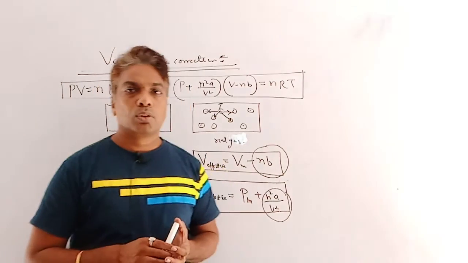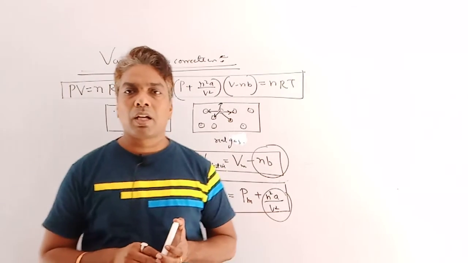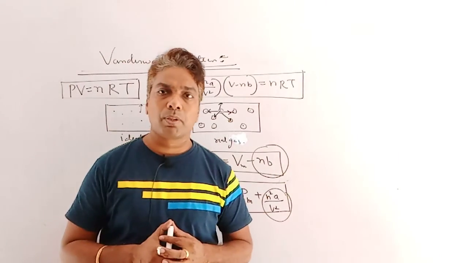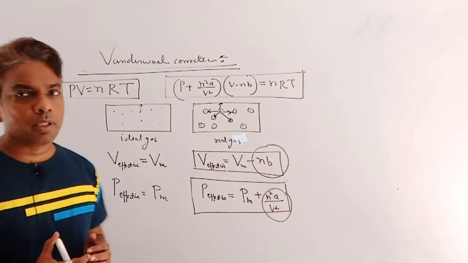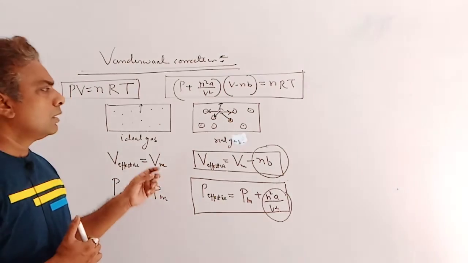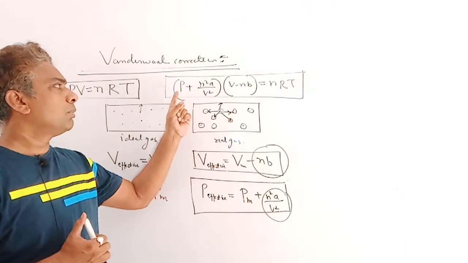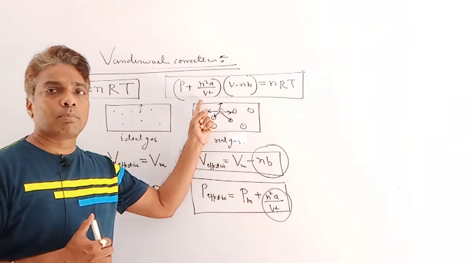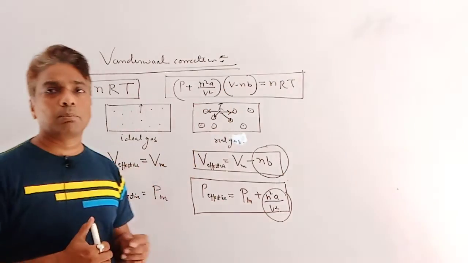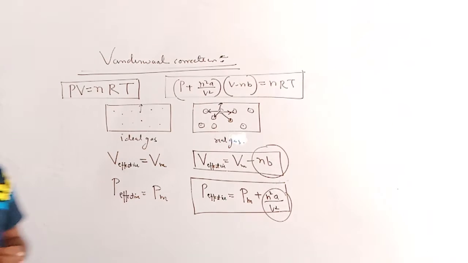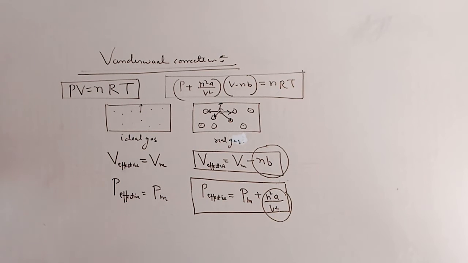Clear? So in case of ideal gas, we have PV is equal to nRT, which is known as the ideal gas equation. But in case of real gas, it changes according to the particle size of the real gas. It will be P plus n square a upon V square, times V minus nb, is equal to nRT. Is it clear? Which is also known as the van der Waals equation.